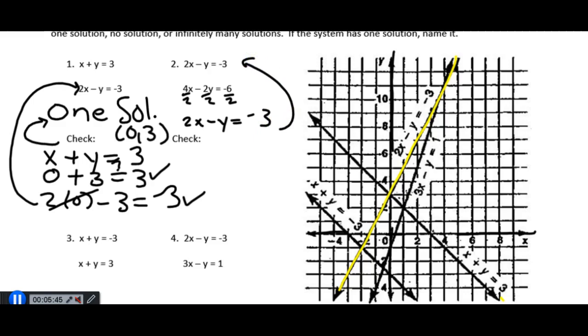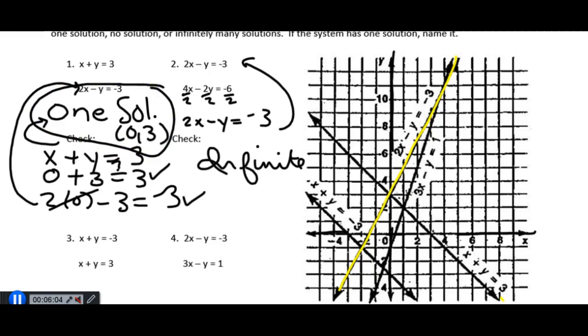So if it's the exact same line, we have infinite solutions. Because they share every point. And if you have to, you can go back up to the top and look, see that that was the middle graph. Infinite solutions we're not checking. The only ones we're checking are one solution. So one solution, 0, 3, we checked it. Infinite solutions we don't have to check. Next one.